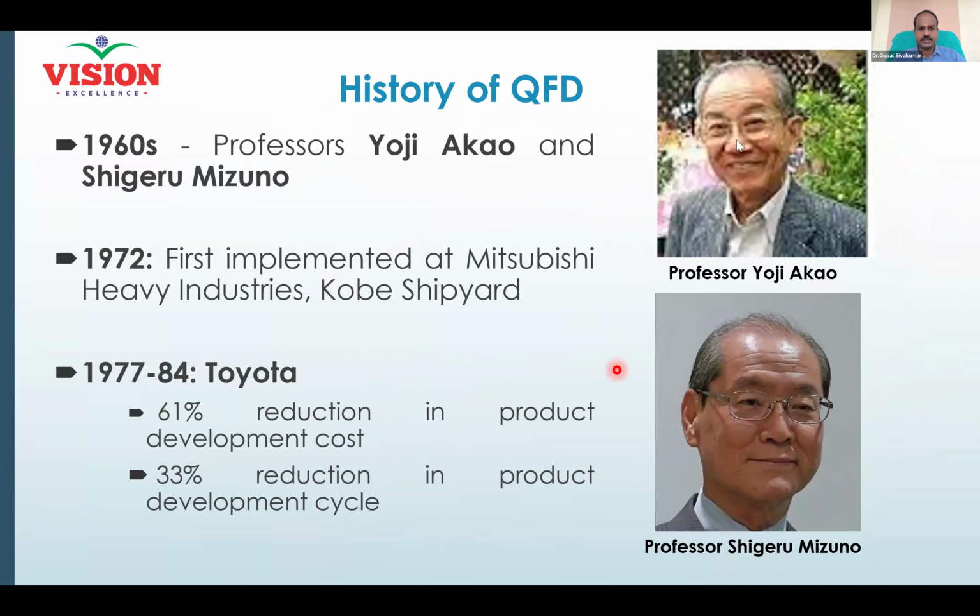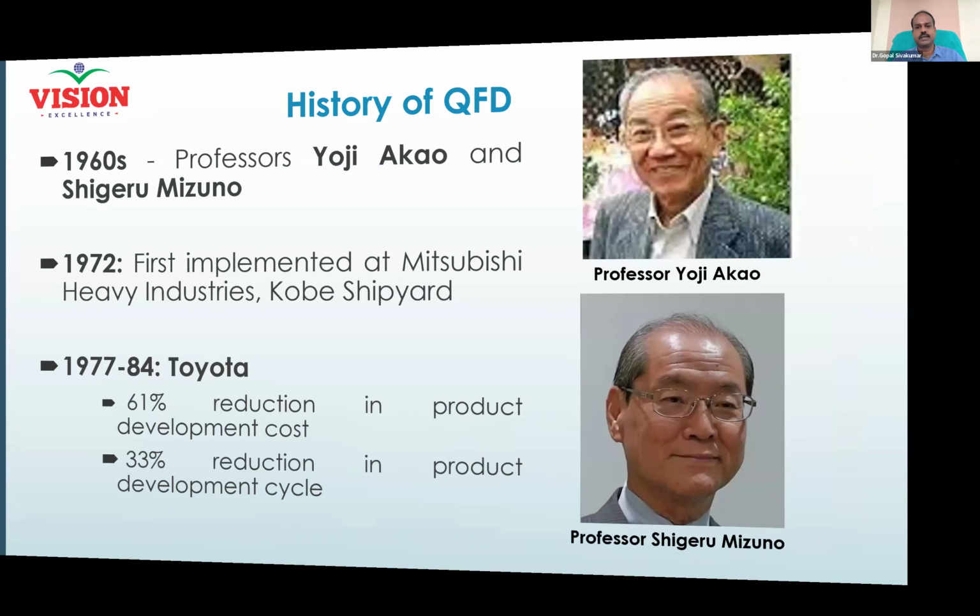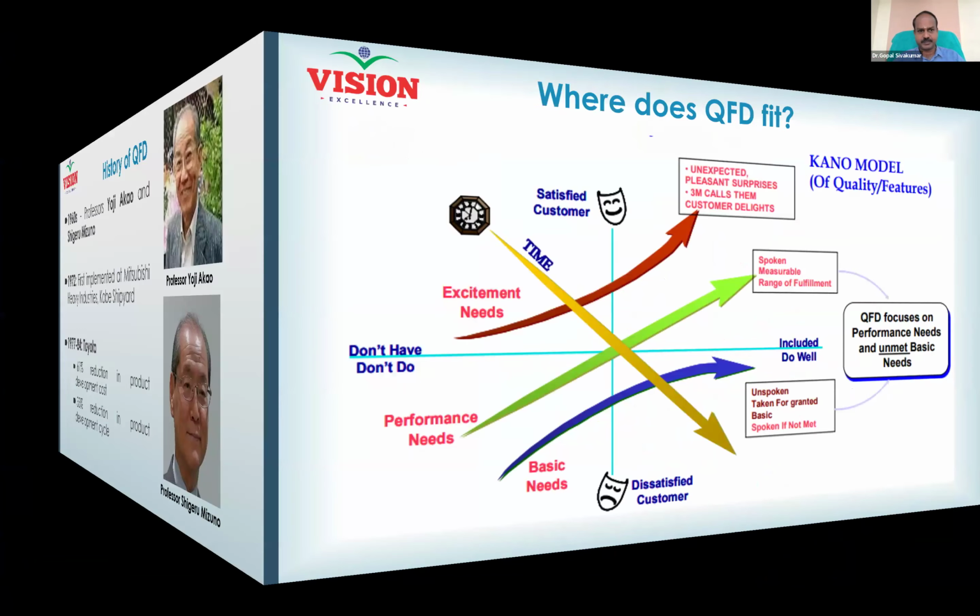And later in 1977, Toyota also used QFD. And see the kind of result Toyota has got. They got a 61% reduction in the product development cost, and a 33% reduction in the product development cycle. That means the time from concept to market can come down. You can quickly take the product to market.